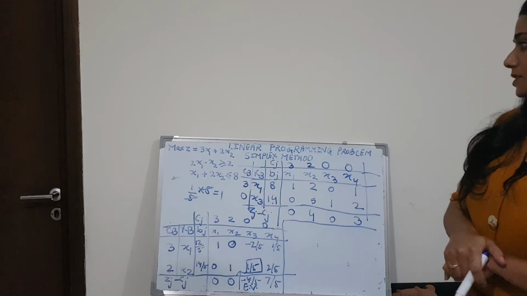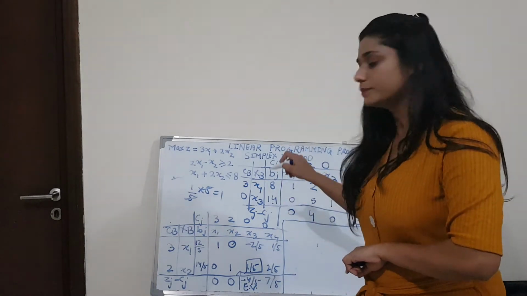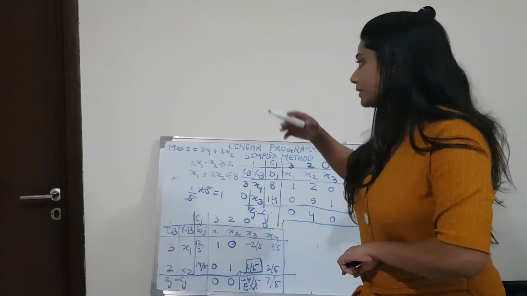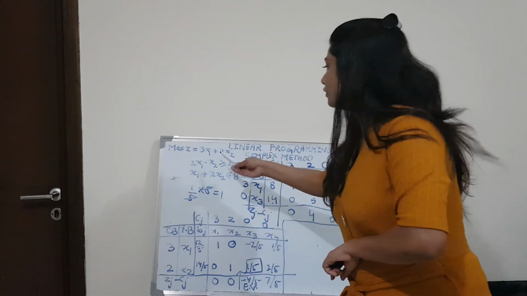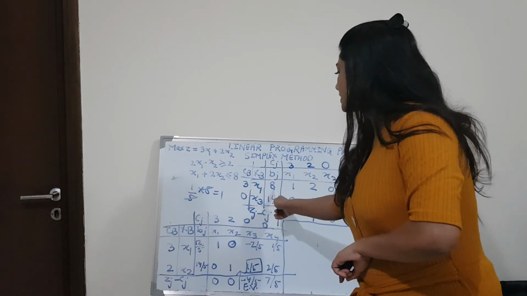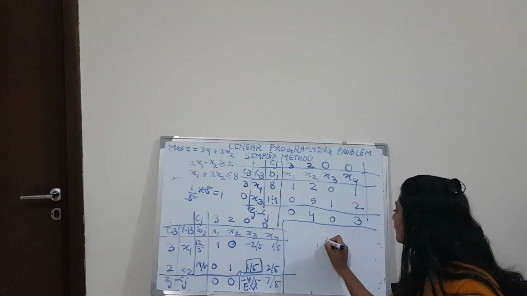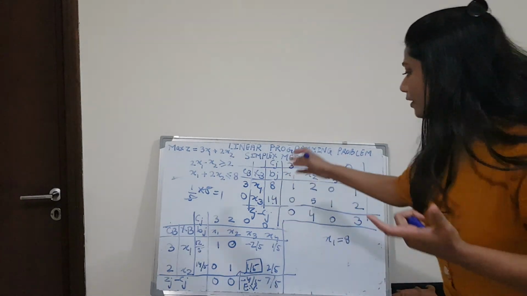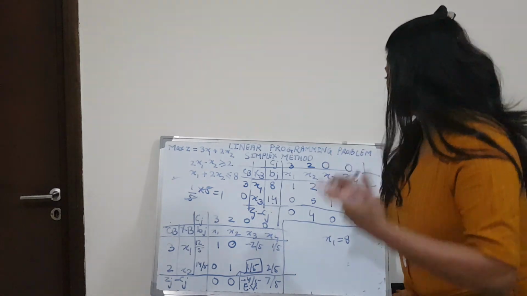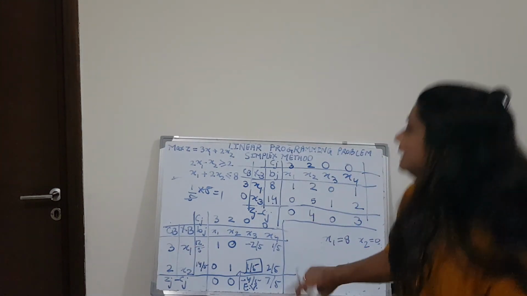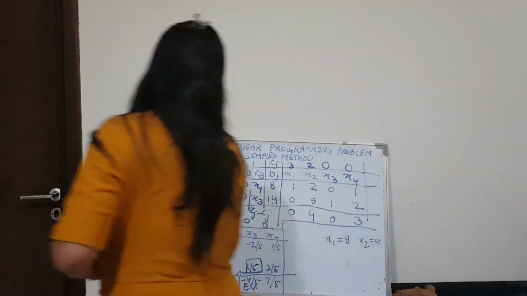How will we calculate our solution? We will check the variables. x1 and x3 are here, and what we were trying to find out is the value of x1 and x2. So the x1 variable is here and the x1 value is 8. But we can see the x2 variable is not in the table, so we will take x2 as 0. Now we will put these two values in this equation.